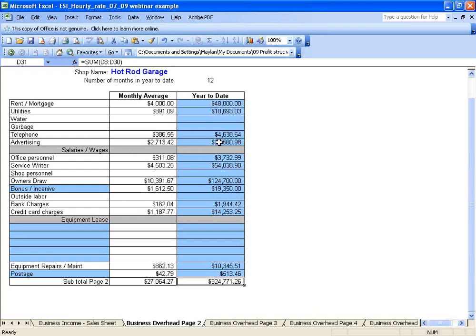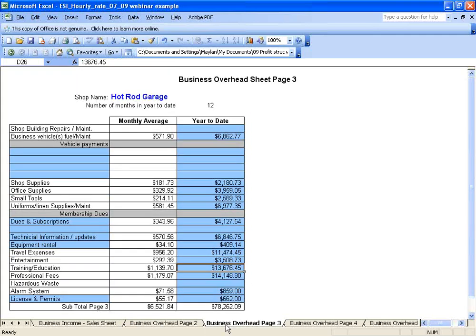So our advertising budget, our telephone costs, our utilities, our office help, we have a part-time lady that helps us in the office, our service rider, the owner's draw, any bonuses and incentives we pay, the bank charges, credit card charges, equipment, postage.